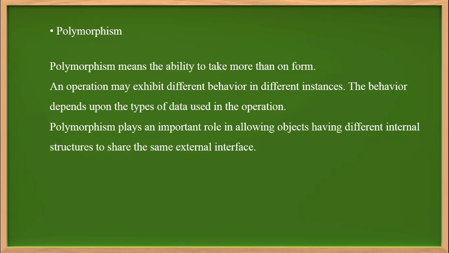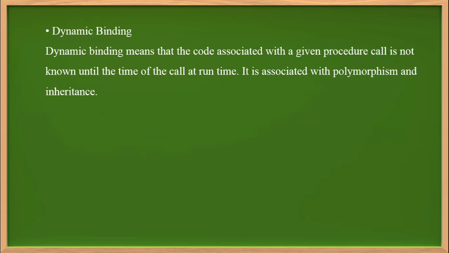Now we will see about dynamic binding. Binding refers to the linking of a procedure call to the code to be executed in response to the call. Dynamic binding means that the code associated with a given procedure call is not known until the time of the call at runtime. It is associated with polymorphism and inheritance.